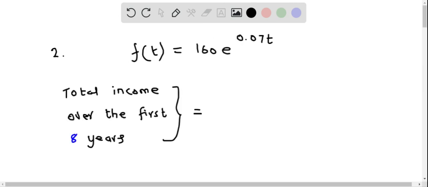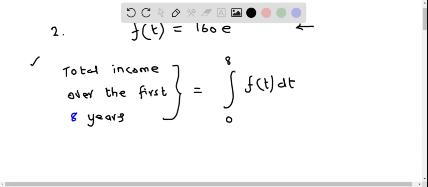Let's do question 2. So here we are given the annual rate of flow by this equation, that is f of t equals 160 times e raised to the power of 0.07t, and we have to determine the total income over the first 8 years. So we write down this as the integral from 0 to 8 of f of t dt.